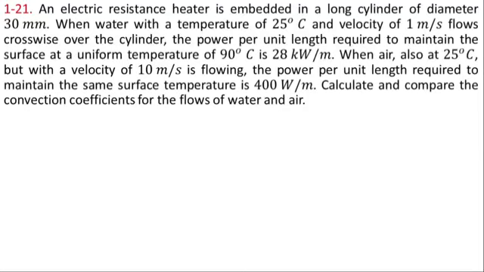When air, also at 25 degrees centigrade, but with a velocity of 10 meter per second is flowing, the power per unit length required to maintain the same surface temperature is 400 watt per meter. Calculate and compare the convection coefficient for the flow of water.